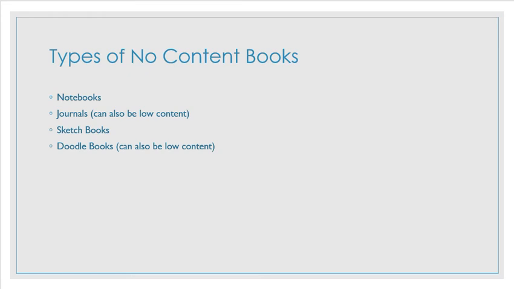Maybe something like a line a day journal wouldn't have much content. I've seen gratitude journals that really just, say, list 3 things that you're grateful for today. So it can be close to no content. Sketchbooks obviously have 0 content. Now, you can't actually upload those to Kindle if that's where you're publishing your books.